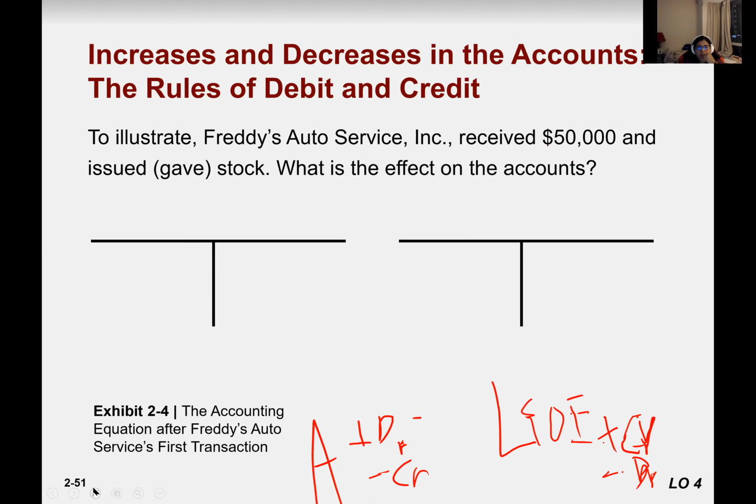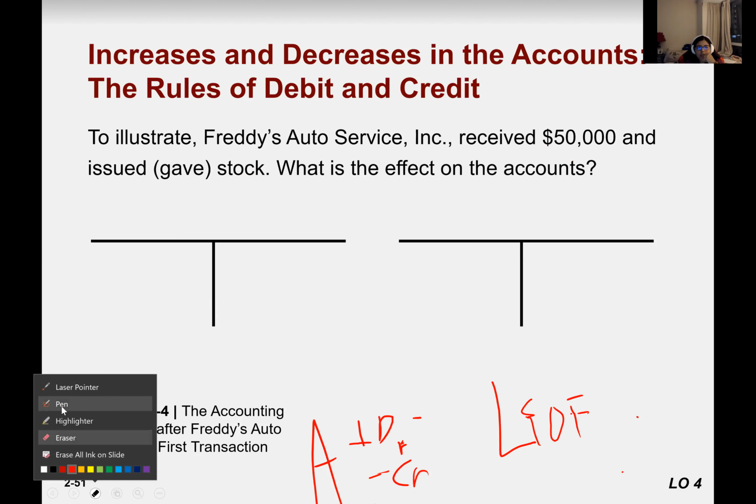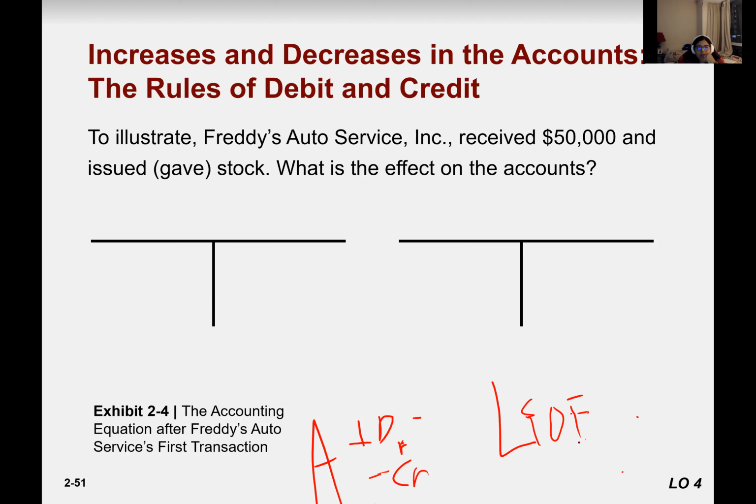Let me write again. Owner's equity: increase, decrease. Increase means credit. Decrease means debit. Right? So now let me again explain.